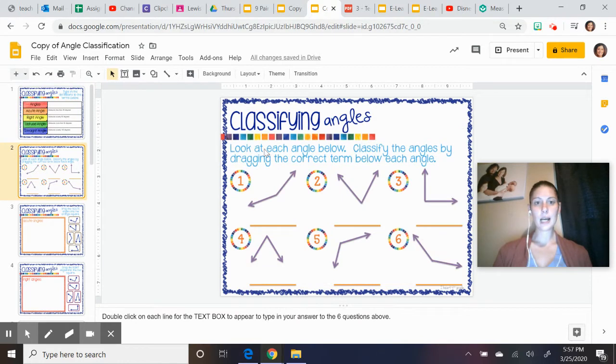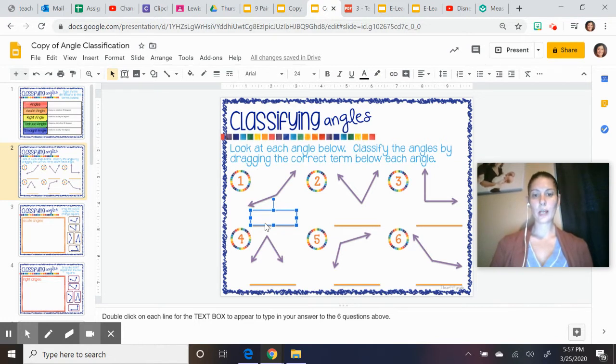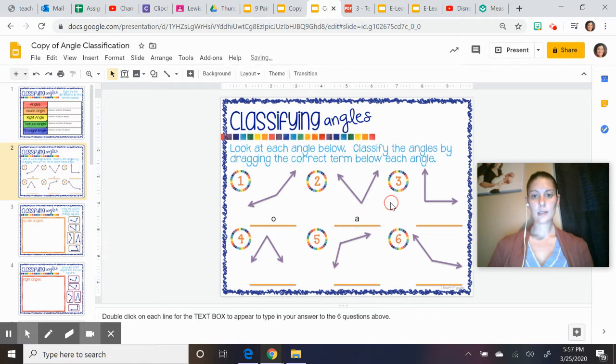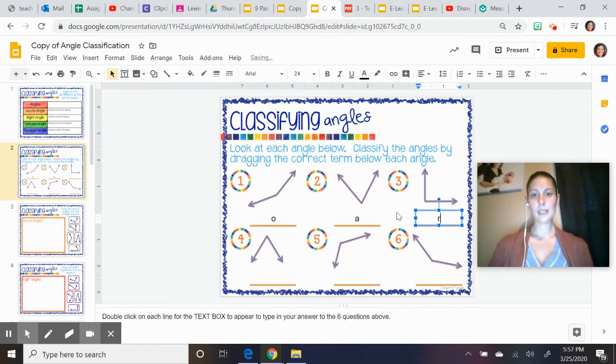It says classify each angle. So this one, is it going to be right, obtuse, or acute? And I'm just going to write R, A, or O. This is going to be obtuse because it's definitely larger than a right angle. This one's going to be acute because it's definitely smaller than a right angle, but not a whole bunch. This one, I see a square corner right here, so this is definitely right.